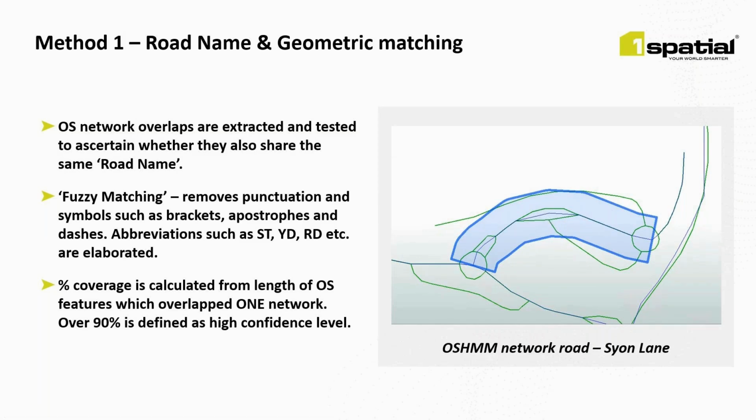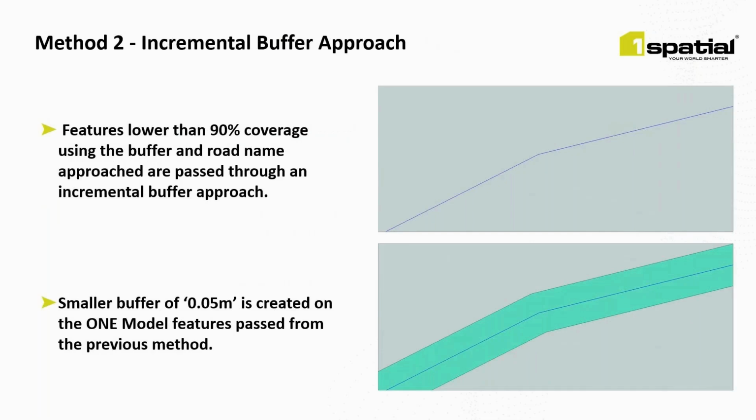So as I was saying, with features that were less than 90% coverage, we needed to have another approach to this, and this approach was the incremental buffer approach. So in this case, a smaller buffer of 0.05 meters is created on the OneModel features, which are passed obviously from the last features. As we can see in this example, this is just a OneModel line, and then pretty far zoomed in with this is the 0.05 meter buffer surrounding this.